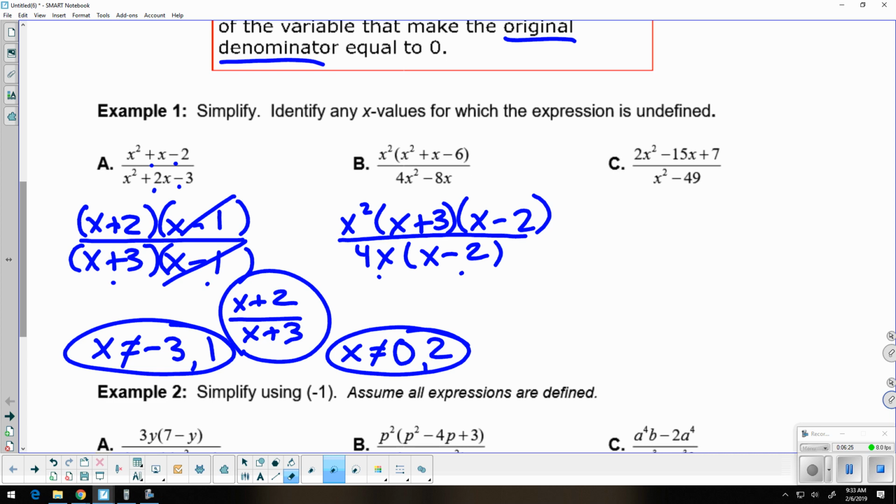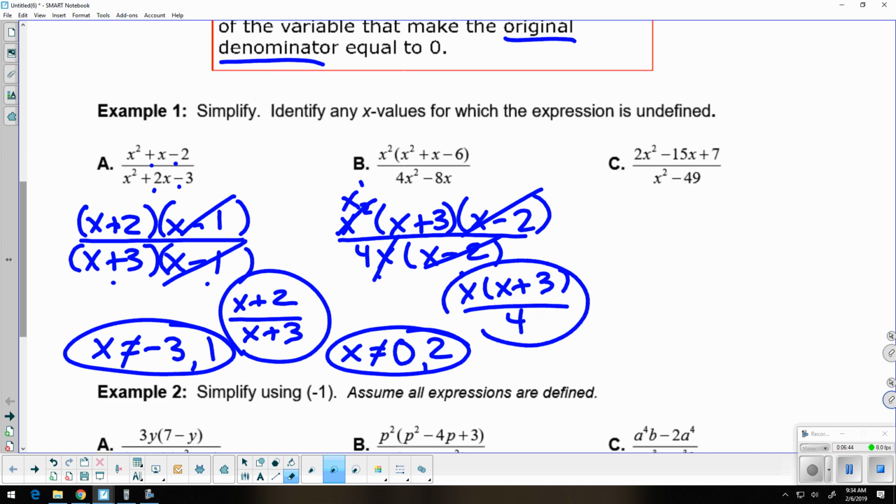Now start canceling. X minus 2's cancel. You can also cancel in the monomials, the x squared and the 4x in the bottom. You can cancel down an x. So the x in the bottom cancels, and you'd be left with x on top. If you clean this all up, what you have left is x plus 3 in your numerator over just 4 in your denominator. That'd be it.